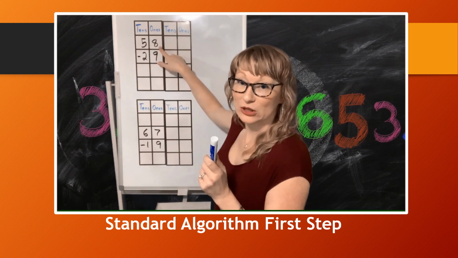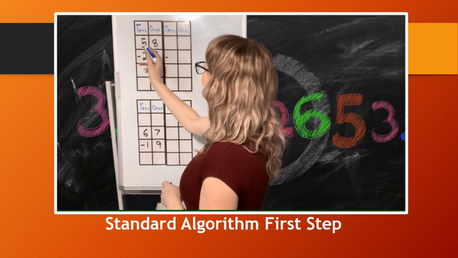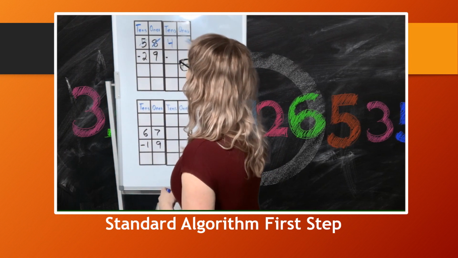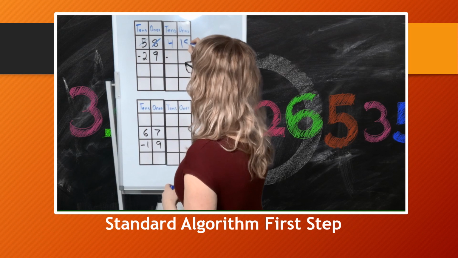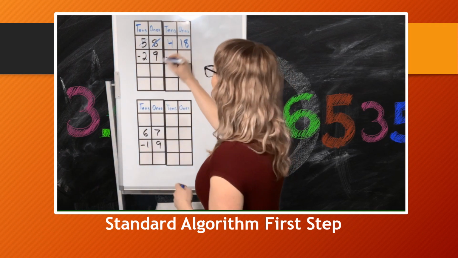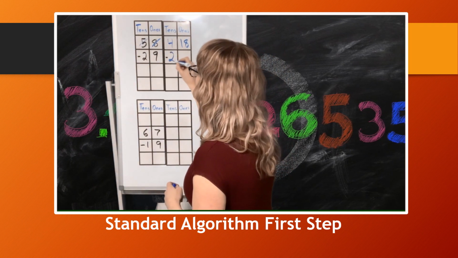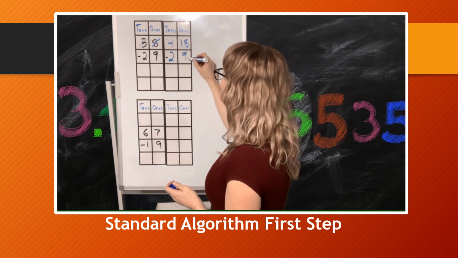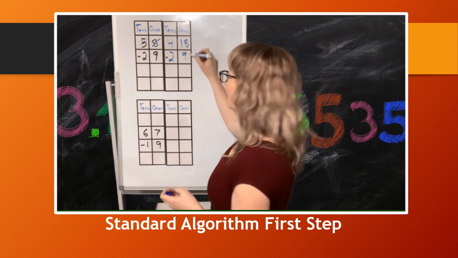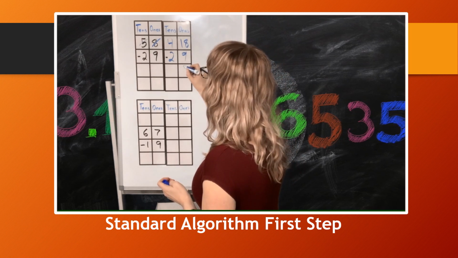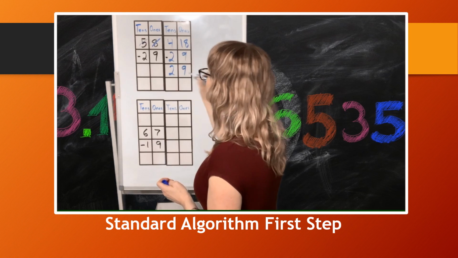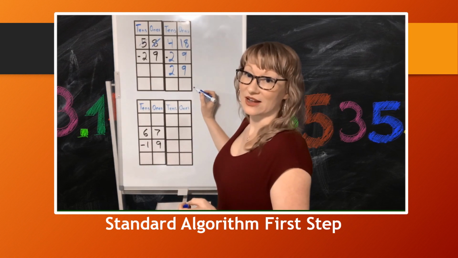So the first step looks like this. We're going to steal a 10 from the tens. That's going to become 4 tens. Our 8 is going to get 10 bigger and become 18. We're going to move the bottom part of our problem over. Now it's way easier to do because we can take 9 away from 18. So 18 take away 9 is 9 left over. 4 take away 2 is 2. So our answer is 29.